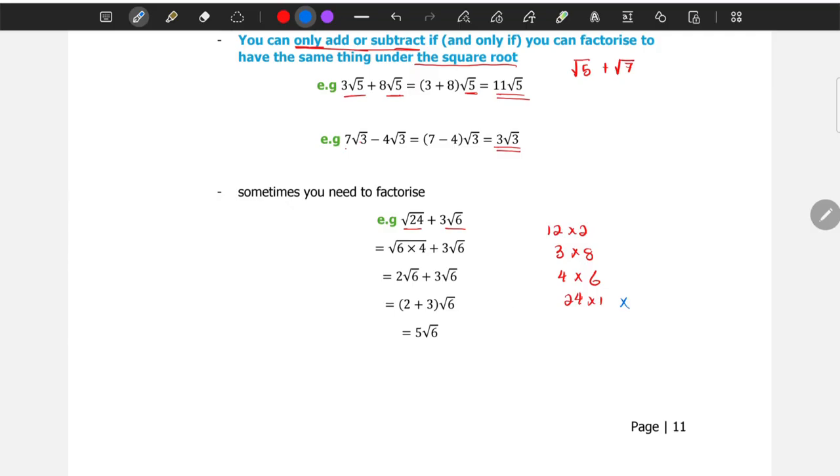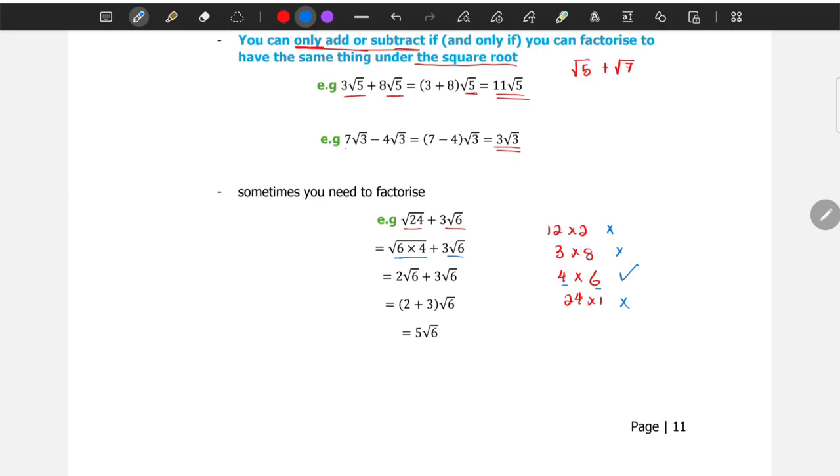So 24 and 1 would take us back to 24. 12 and 2, there is no perfect square. 12 is not a perfect square, 2 is not a perfect square. 3 and 8, none of them are perfect squares. And 4 and 6 takes us close to what we have here, 6. And 4 is a perfect square, so we take 4 times 6. So 4 times 6 is the same as saying 24, plus 3 root 6, right?